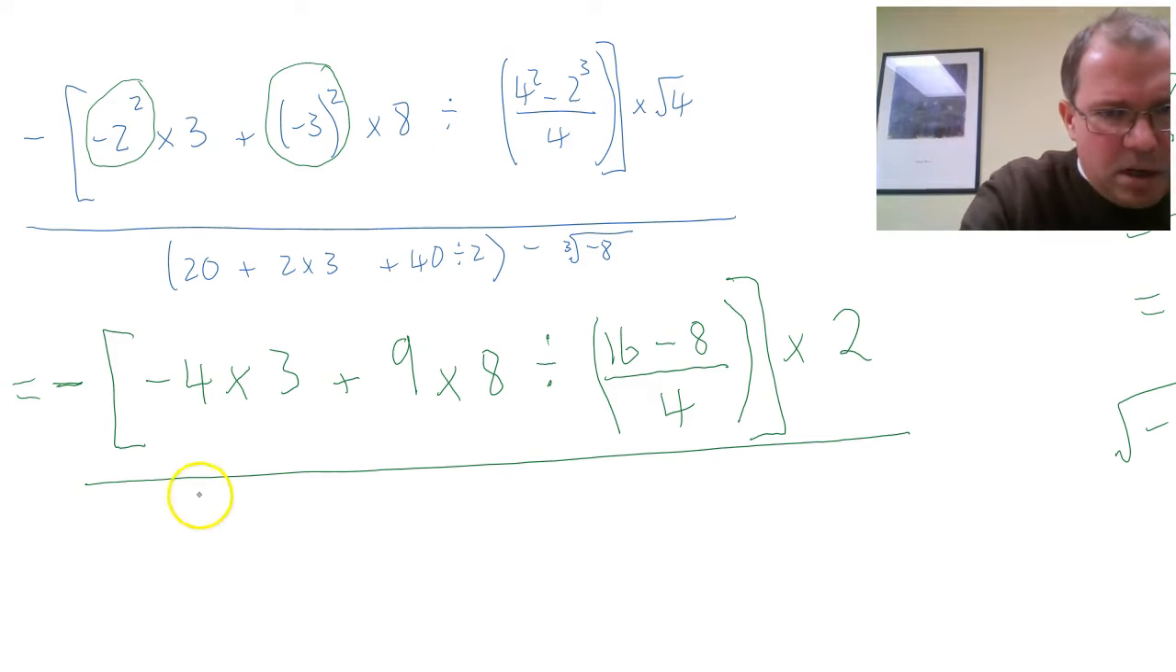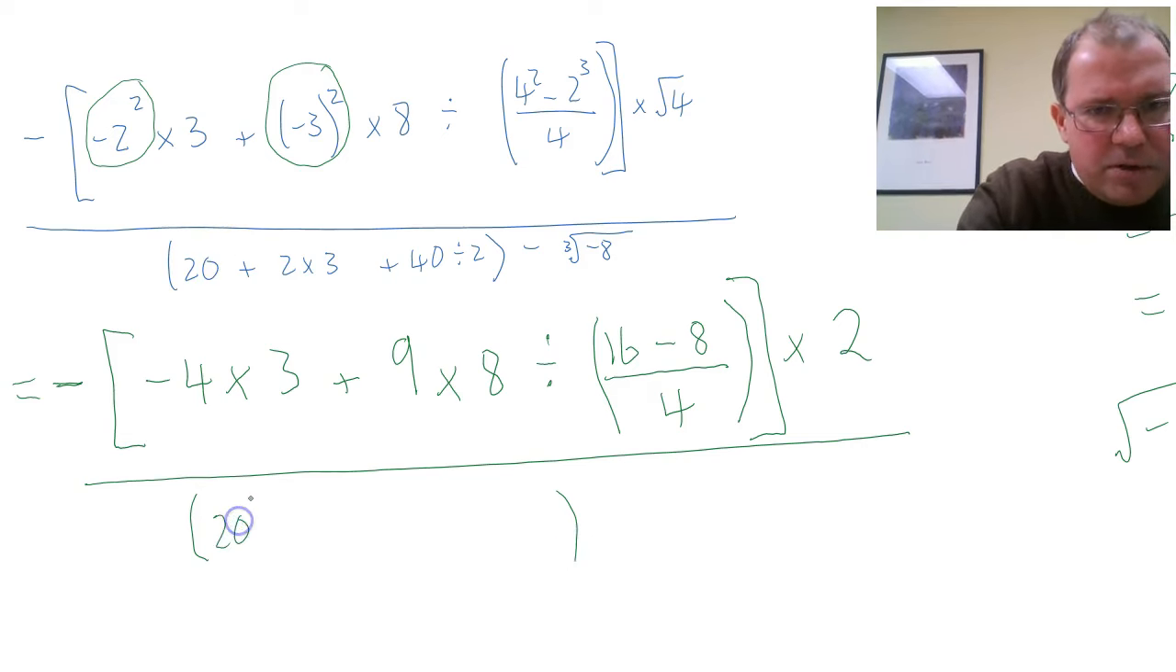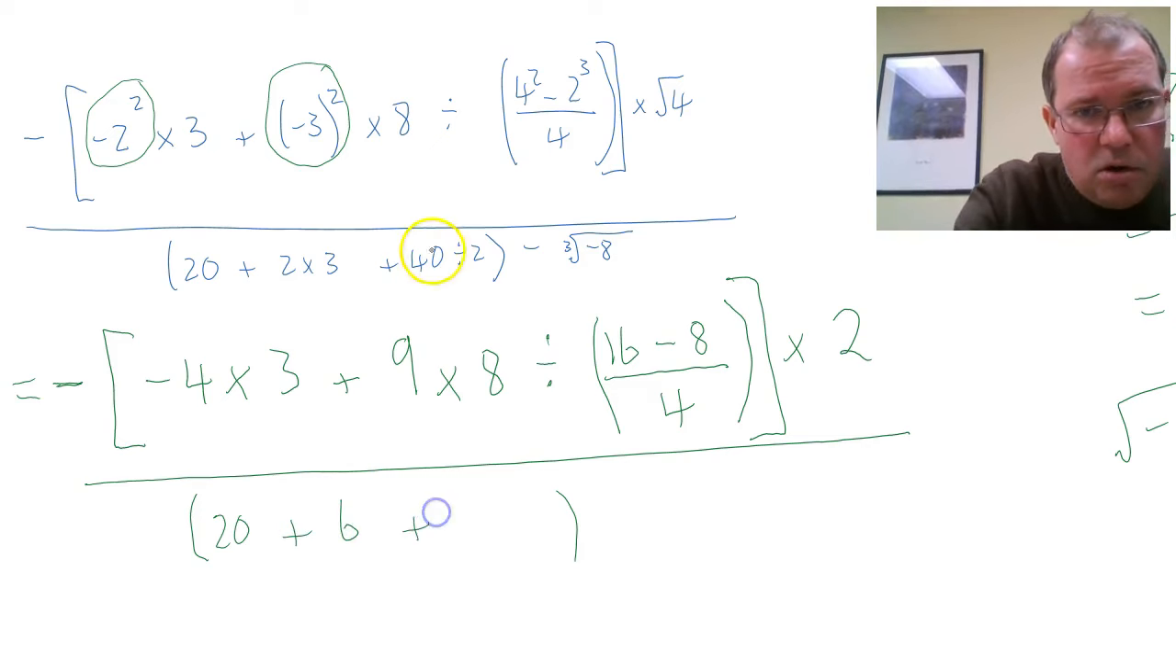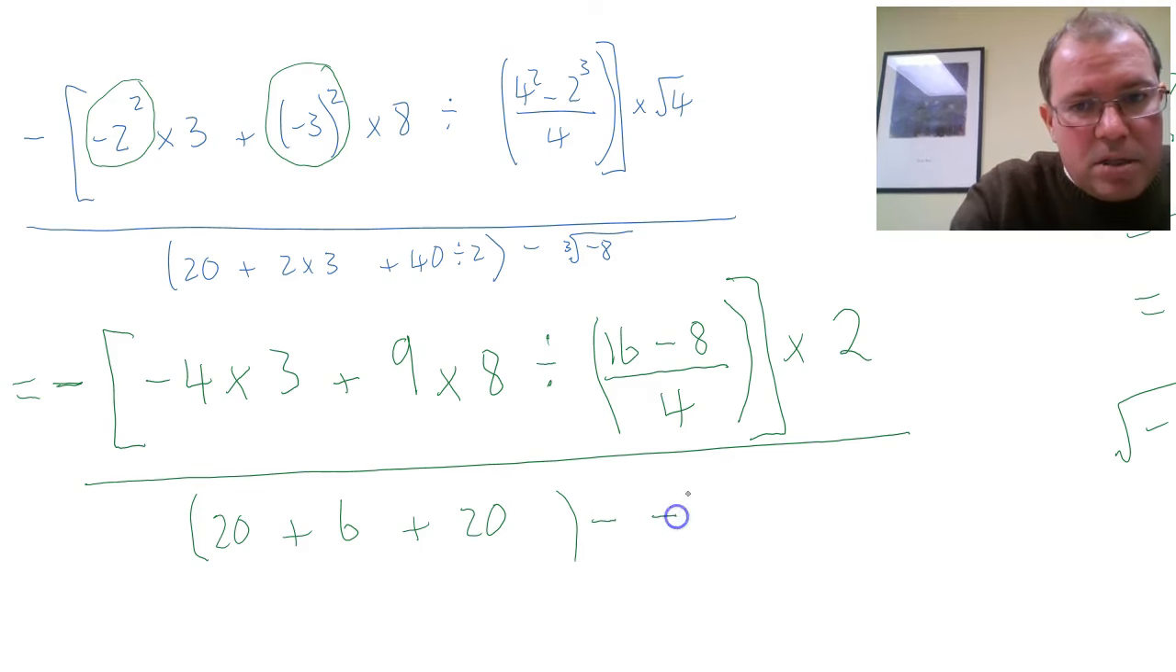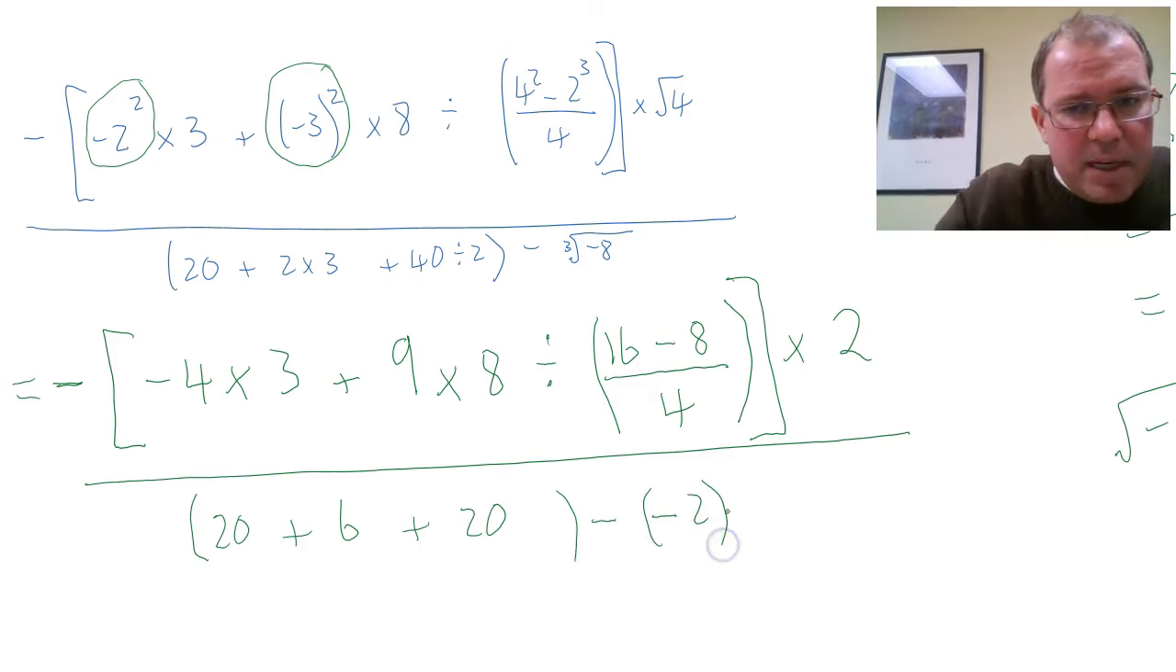Divide, let's do on the bottom. Let's see what I can do safely. Well, I'm going to leave the 20 because order of operations tells me I have to do the 2 times 3 first. So that's a 6. Plus, order of operations tells me 40 divided by 2 is a 20. And then I can minus the cube root of -8, which was -2. And I'll put that in a bracket to make it clearer.